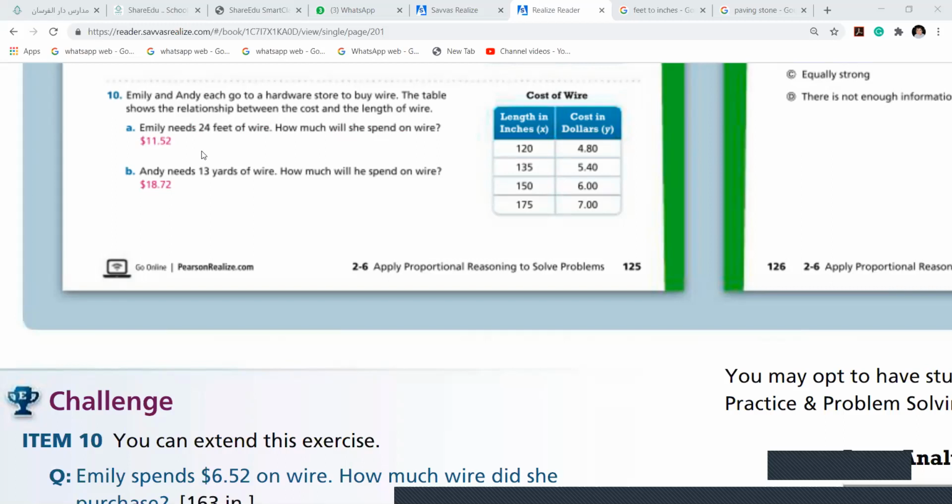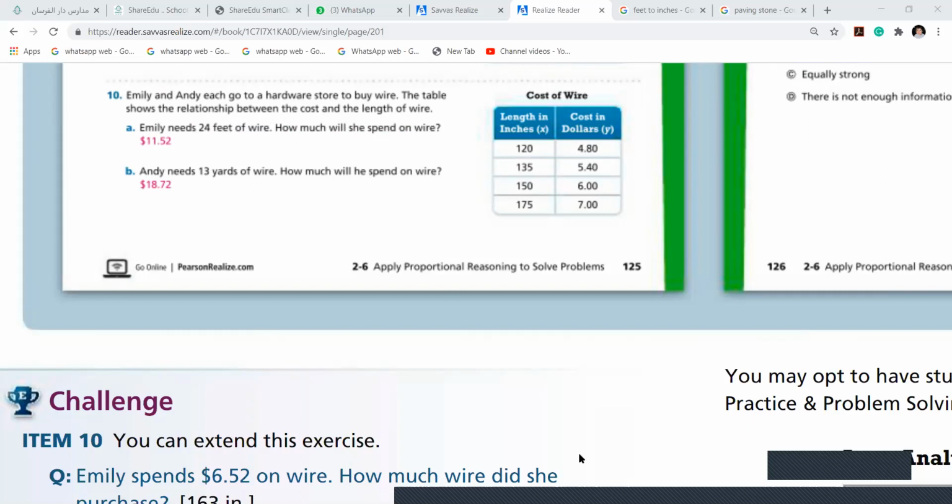Okay. Now, here they have given length in inches. Now, here they have given in feet. Don't you think I need to change from feet to inches? If I change from feet to inches, then I will know the correct cost, because here they have given you the cost of wire with the inches, not with the feet. They gave you the length of the wire with the inches.